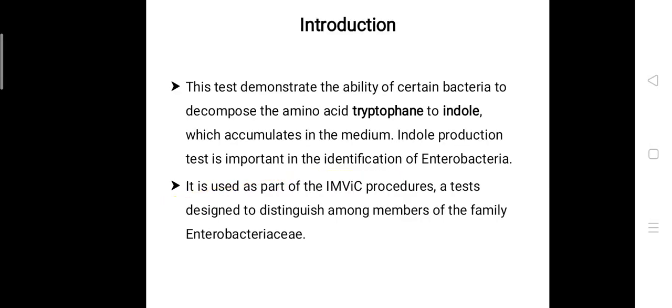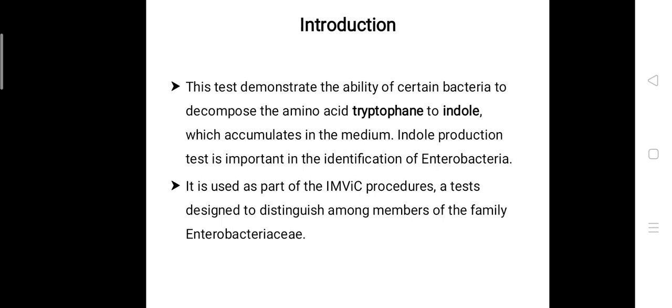Today we will be discussing the indole test. This indole test demonstrates the ability of certain bacteria to decompose the amino acid tryptophan to indole that accumulates in the medium. This indole production test is very important in the identification of enterobacteria, and it is also a part of the IMViC procedure.